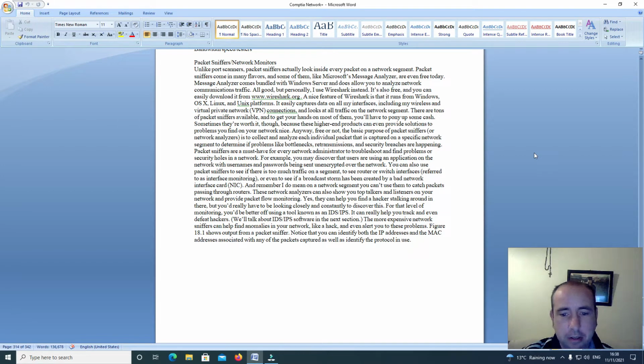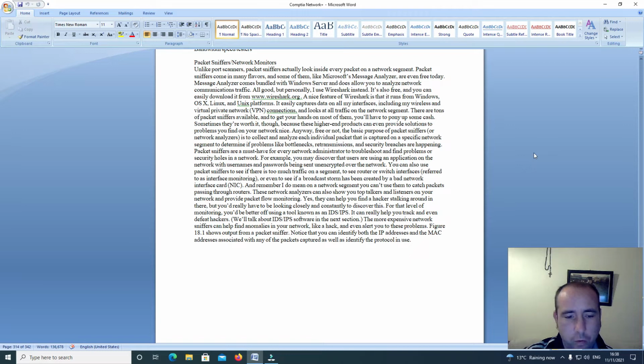Yes, they can help you find a hacker stalking in there, but you'd really have to be looking closely and constantly to discover this. For that level of monitoring, you're better off using a tool known as an IDS/IPS. It can really help you track and even defeat hackers. We'll talk more about IDS/IPS software in the next section. The more expensive network sniffers can help find anomalies in your network like a hack and even alert you to these problems.